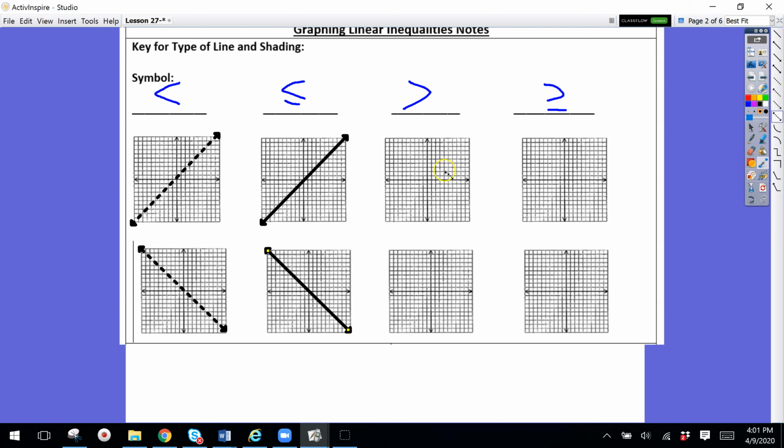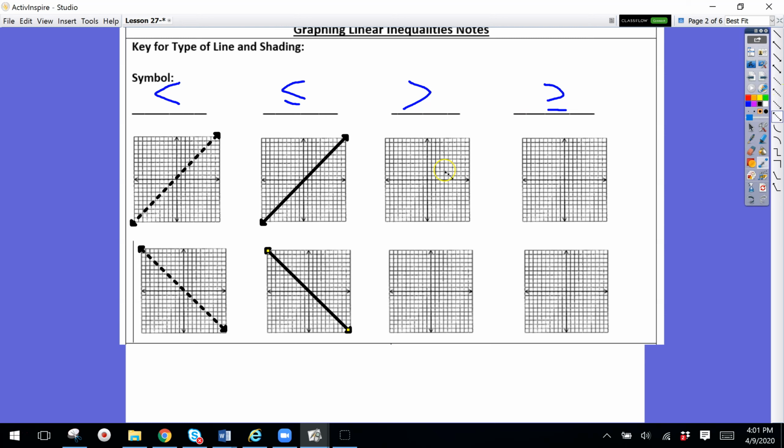Okay, so in my next graph here, I have that y has to be greater than or equal to negative 3x plus 4. So first we have to graph our line y equals negative 3x plus 4. So we're going to do that by first graphing the y-intercept. And then our slope is negative 3. So that means I'm going down 3 over 1. So down 3 over 1, down 3 over 1.